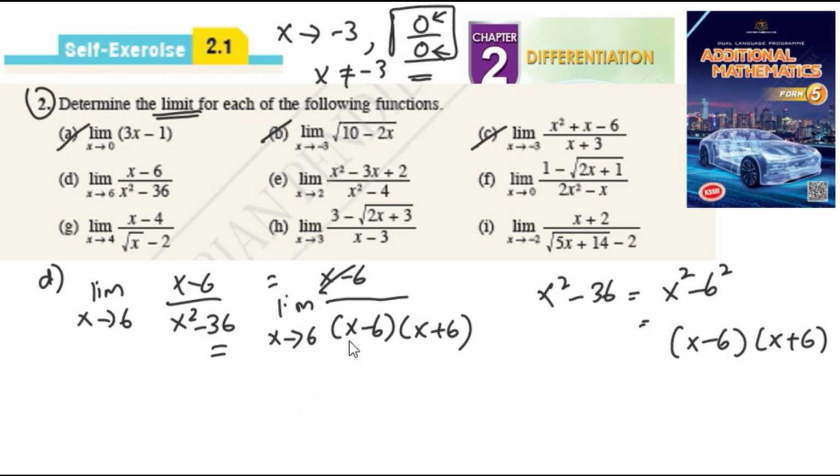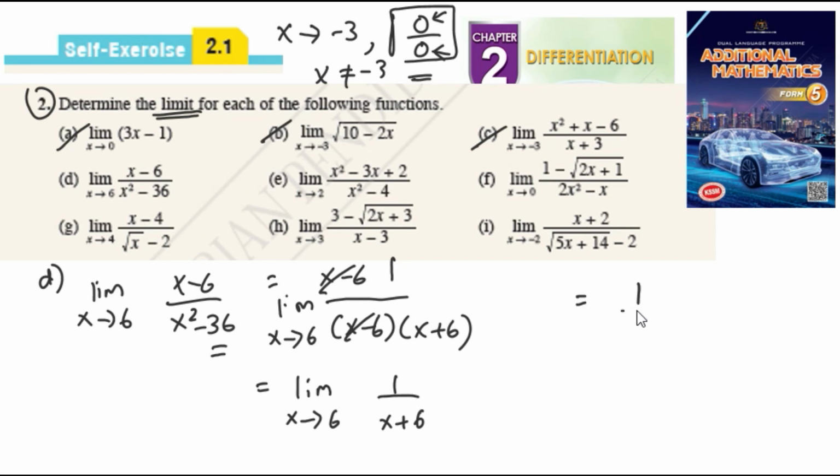So this one can cut with this one. So since we don't substitute it yet, so we have to write the limit x approaching 6. So this one is 1 over x plus 6. So here you see you get 1 over x is equal to 6 plus 6. So we get 1 over 12. So this one is D, 1 over 12.